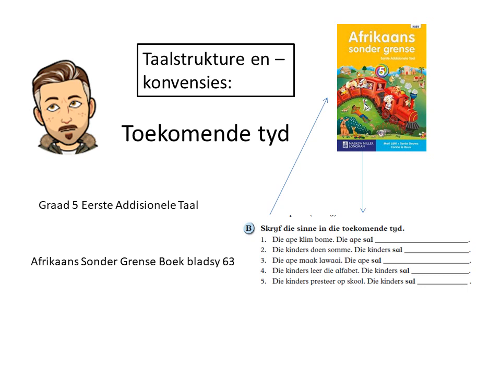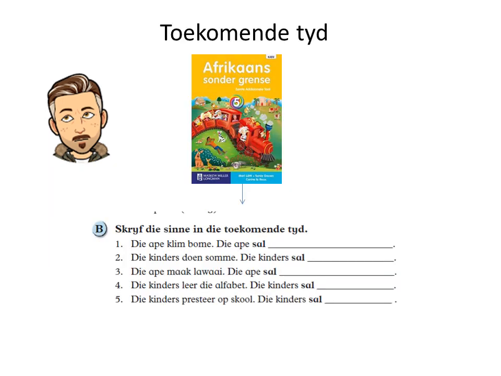Today we are going to explain Toekomende, which means future tense. The exercise for this you will find on page 63 of your textbook, Afrikaans sonder grense, eerste addisionele taal, graad 5. I would like you to grab a piece of blank paper so that you can make some notes as we go along, as I explain the simple rules of Toekomende.